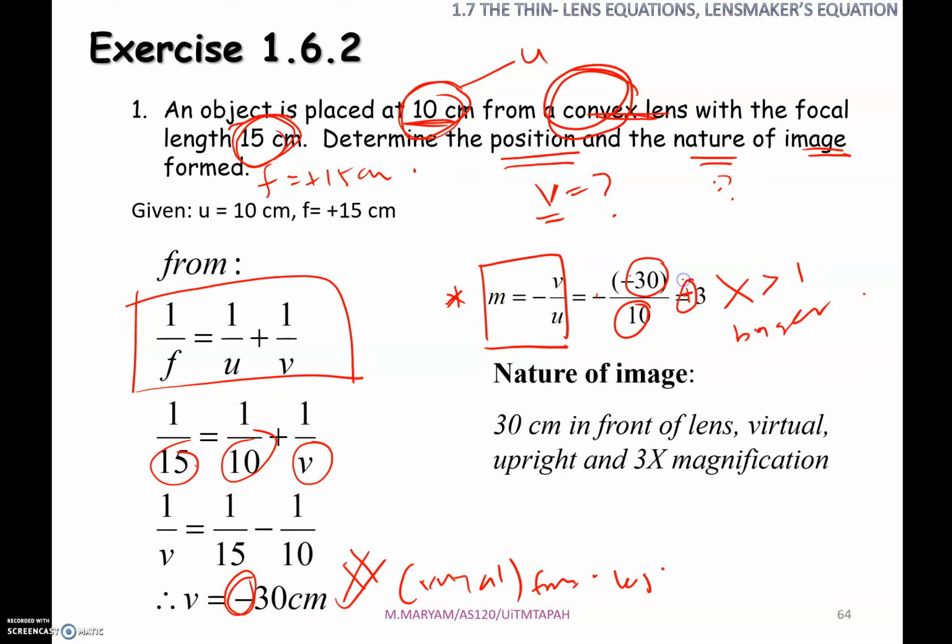The positive or negative sign, if you still remember, I've mentioned before, indicates whether the image is inverted or upright. Negative magnification means that the image is inverted. Positive magnification means the image is upright. So all the characteristics are there already. It's virtual, upright, and bigger.